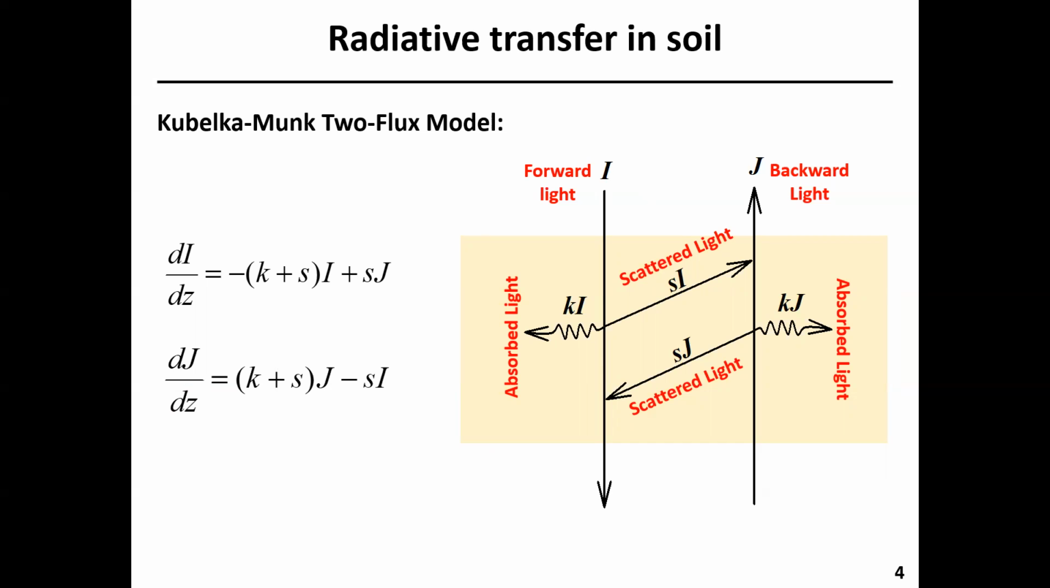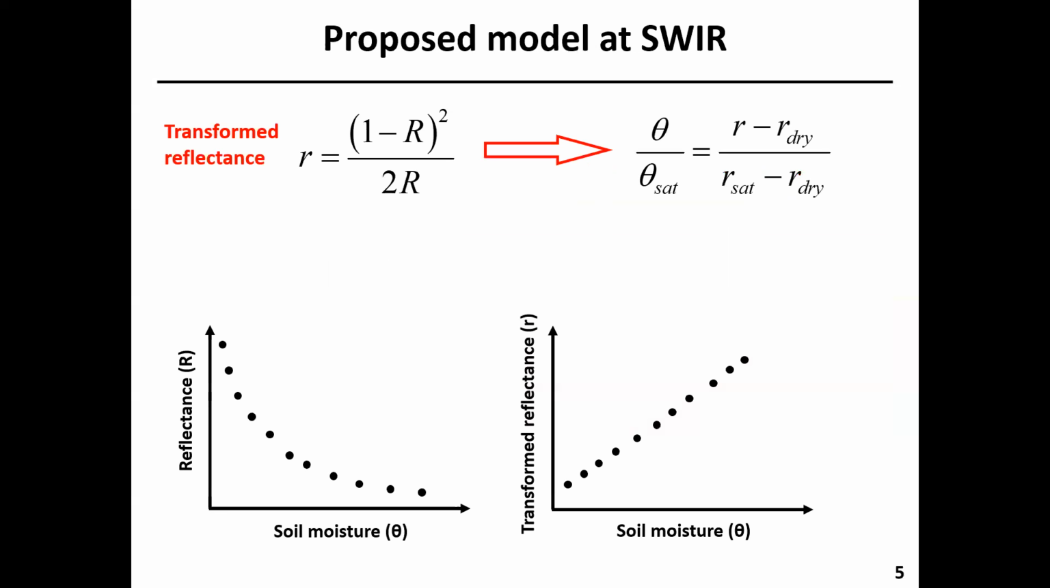By solving these two ordinary differential equations that mathematically explain the Kubelka-Munk two-flux model, I got a very simple yet physically based model between soil moisture and soil reflectance. So in this slide, you see the capital R is soil reflectance that can be measured from the sensor.